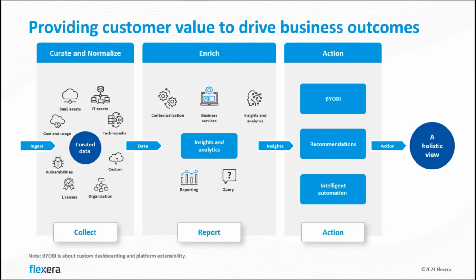The normalization process, as we saw earlier, is still the same. The data flow into Flexera 1 is still the same as we've seen earlier and with earlier versions of IT visibility. We ingest data on the left-hand side, we normalize and then curate that data, we contextualize that data in the middle with business services or other type of insights that we need to cross-report against.